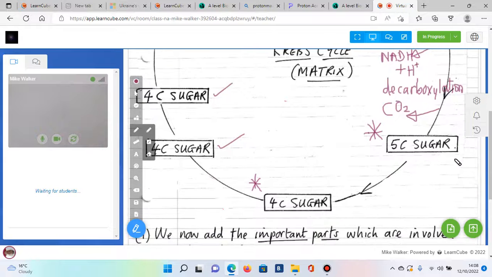Right, let's have a look. We've got a 5-carbon sugar turned into a 4-carbon sugar. Let's do it again. Another decarboxylation reaction will get the 5-carbon to a 4-carbon, and we're going to have another reduction of NAD to NADH, like so.